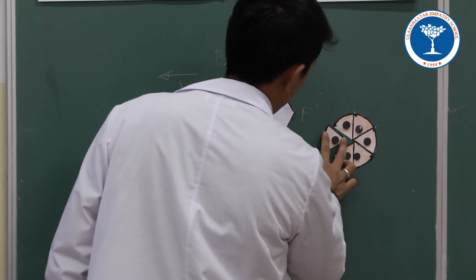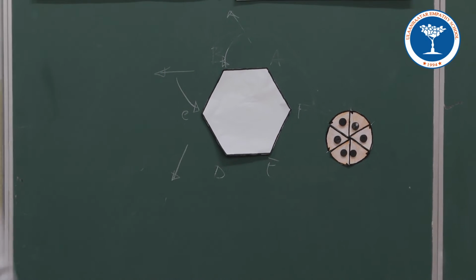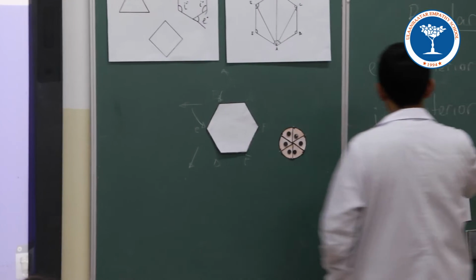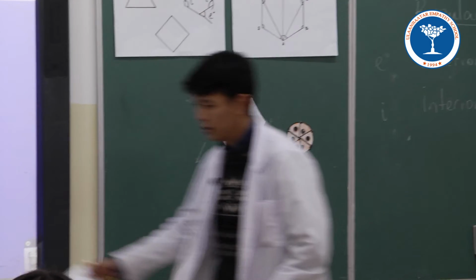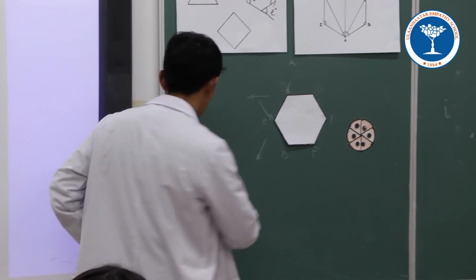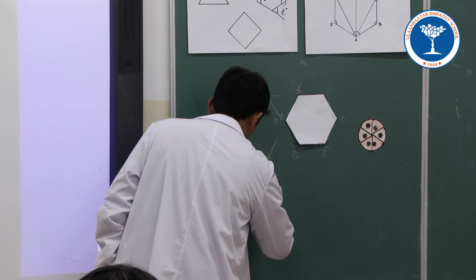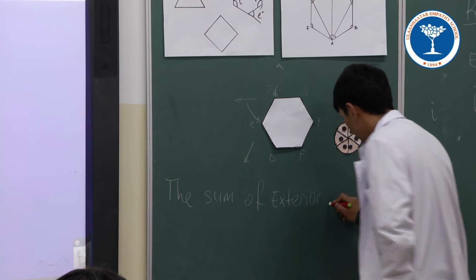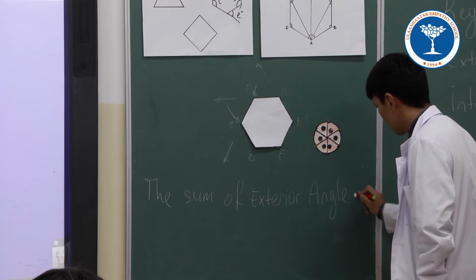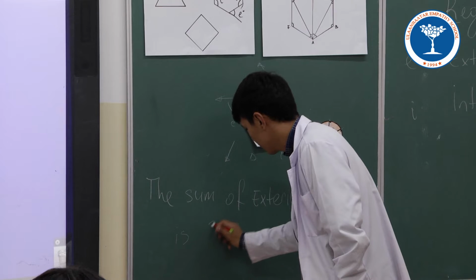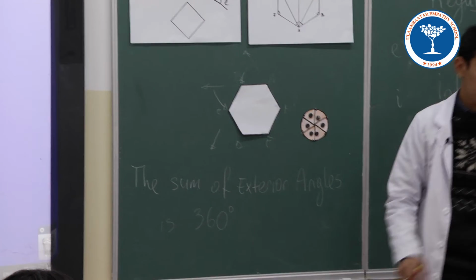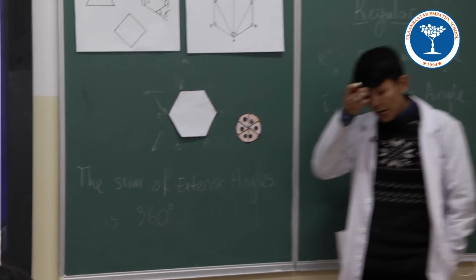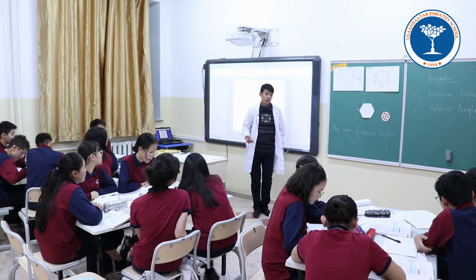Now, the interesting part is that these exterior angles, when you add them, will form a circle. So the sum of exterior angles is 360 degrees. Understand? It is true for every polygon.